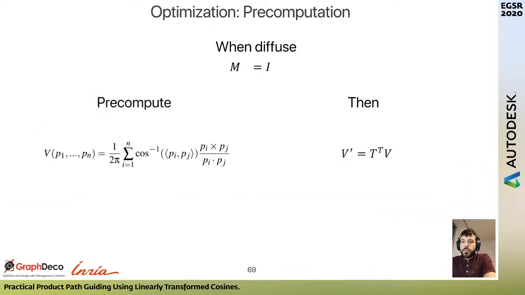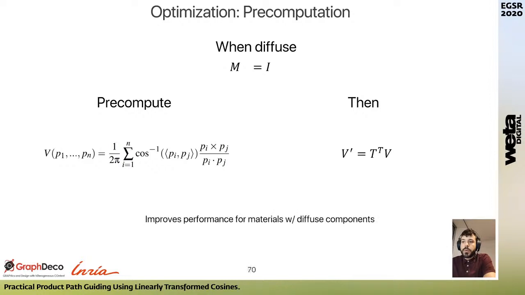For that reason, we can pre-compute the vector form factors for the first 5 levels of the quadtree and then apply the orthogonal transformation to the resulting vector form factor instead of applying the transformation to the vertices and doing all this expensive computation. This significantly improves performance for diffuse materials and materials with diffuse components.